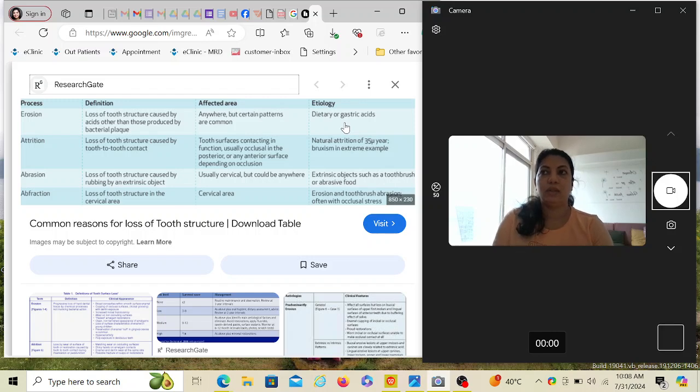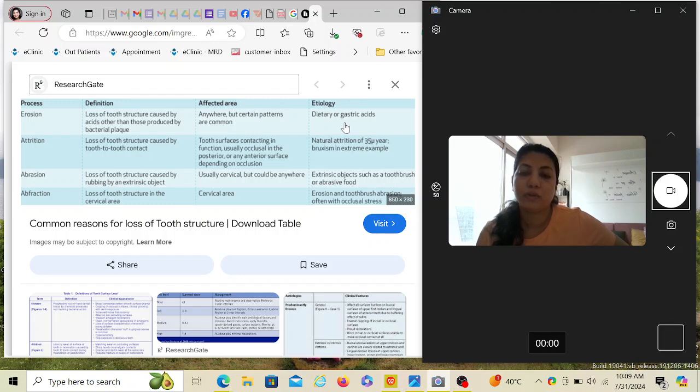So attrition will happen tooth to tooth, and it also happens proximally, as each tooth is moving in a different direction when you're biting. The proximal contacts also rub against each other, and slowly the width of the tooth starts to decrease. You must have seen in very old patients who have had a lot of attrition proximally, all the teeth are kind of straight, they are not bulbous and contoured, because of the age the attrition has happened. Abrasion.